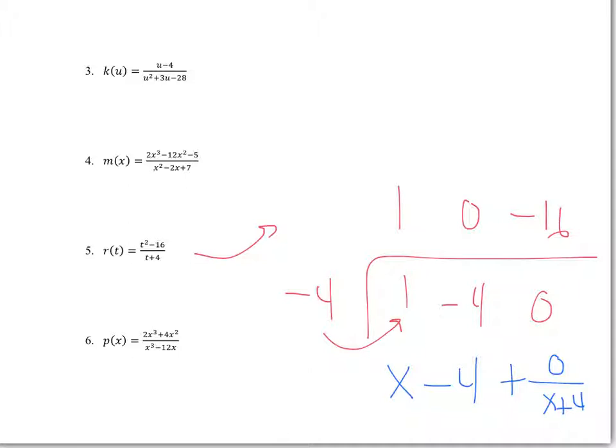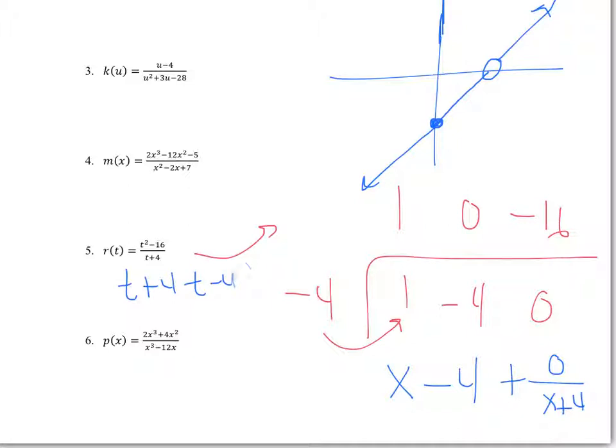Well, if you graph this, and you noticed this yesterday, what did you notice about the graph? What does the graph of number 5 look like in this case? Not 4. What was it? Oh, negative 4. So here's what it would look like. Open circle and continuing. Again, think about it. If I factored this, it becomes t plus 4, t minus 4, all over t plus 4.